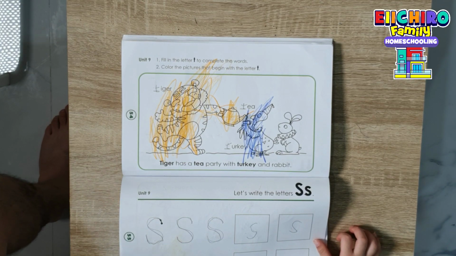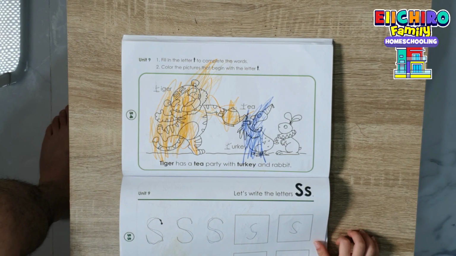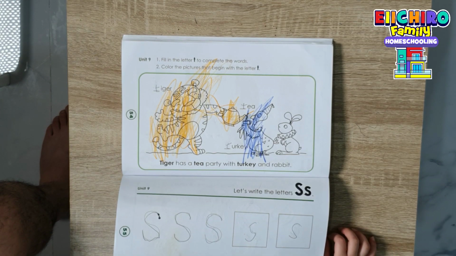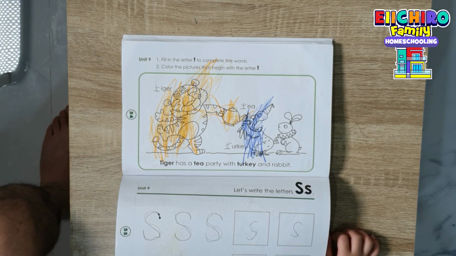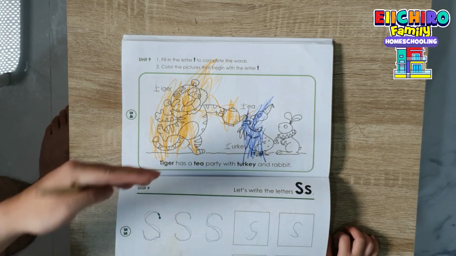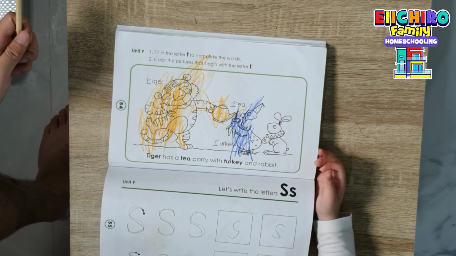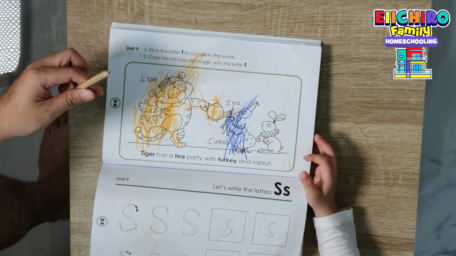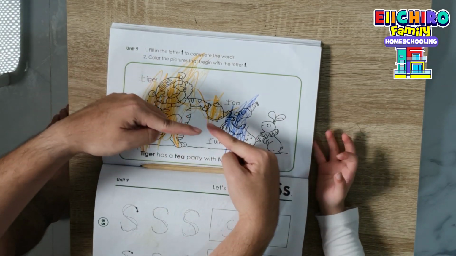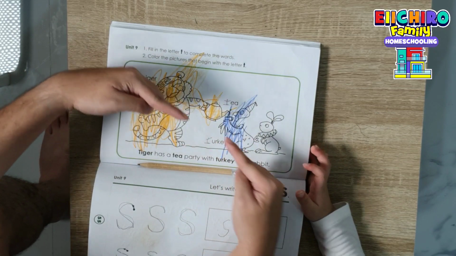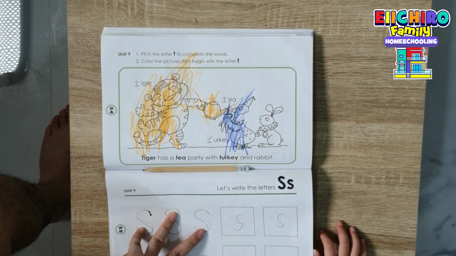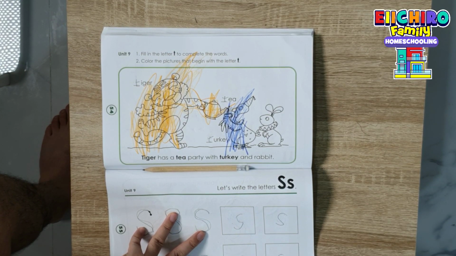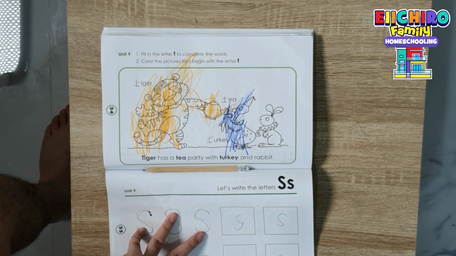With. I have a party with you. You go with me. With. The tiger has a tea party with turkey and rabbit. With. I have a birthday party with you. So they have a party together. So the tiger has a party with the turkey. Okay, repeat. The tiger has a tea party with a turkey and a rabbit.